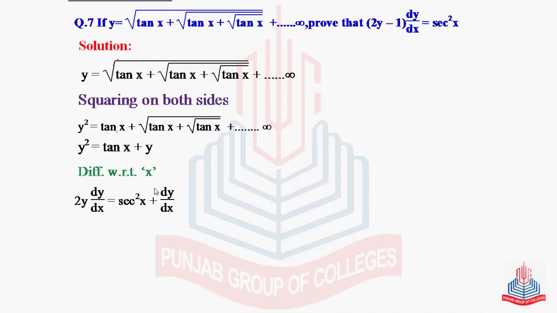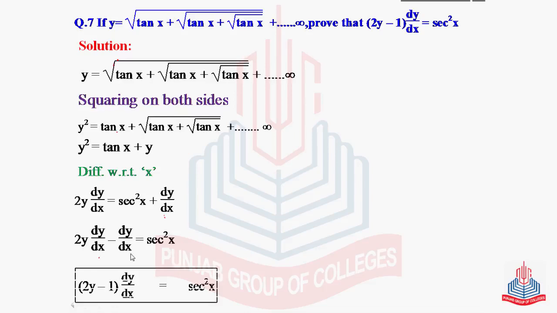As we have dy/dx on both the left-hand side and the right-hand side, shift it to the left-hand side. This dy/dx will become −dy/dx by shifting to the left-hand side, and on the right-hand side we have just sec² x. Now taking dy/dx as a common factor, we have (2y − 1) dy/dx equal to sec² x, which is our required result. So hence proved.